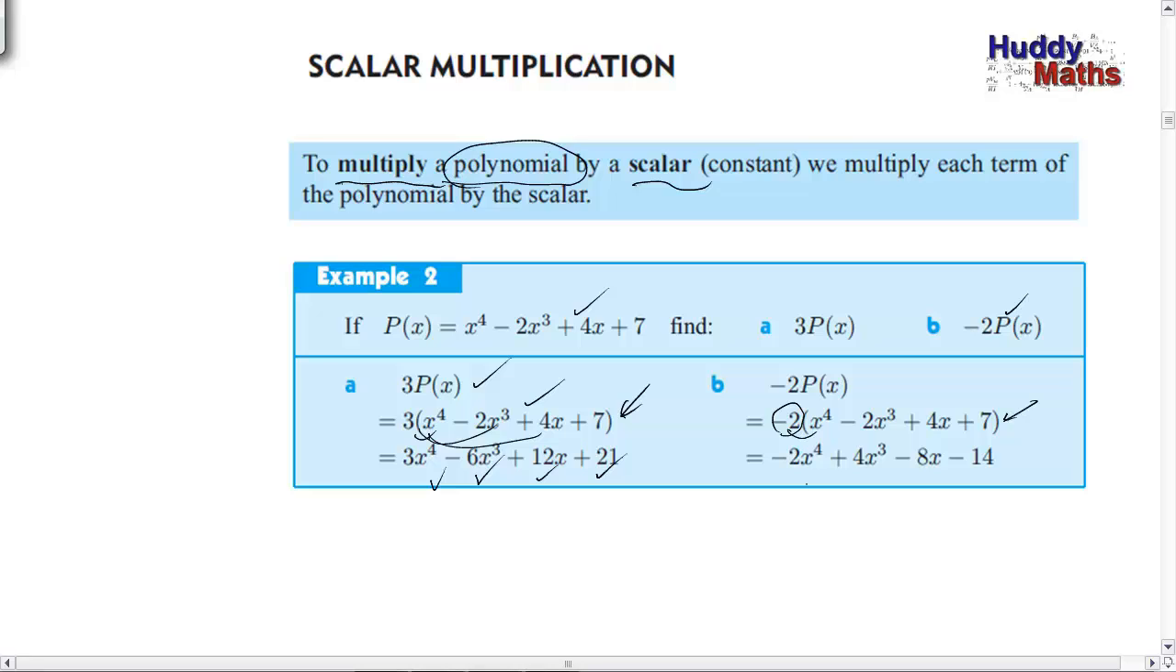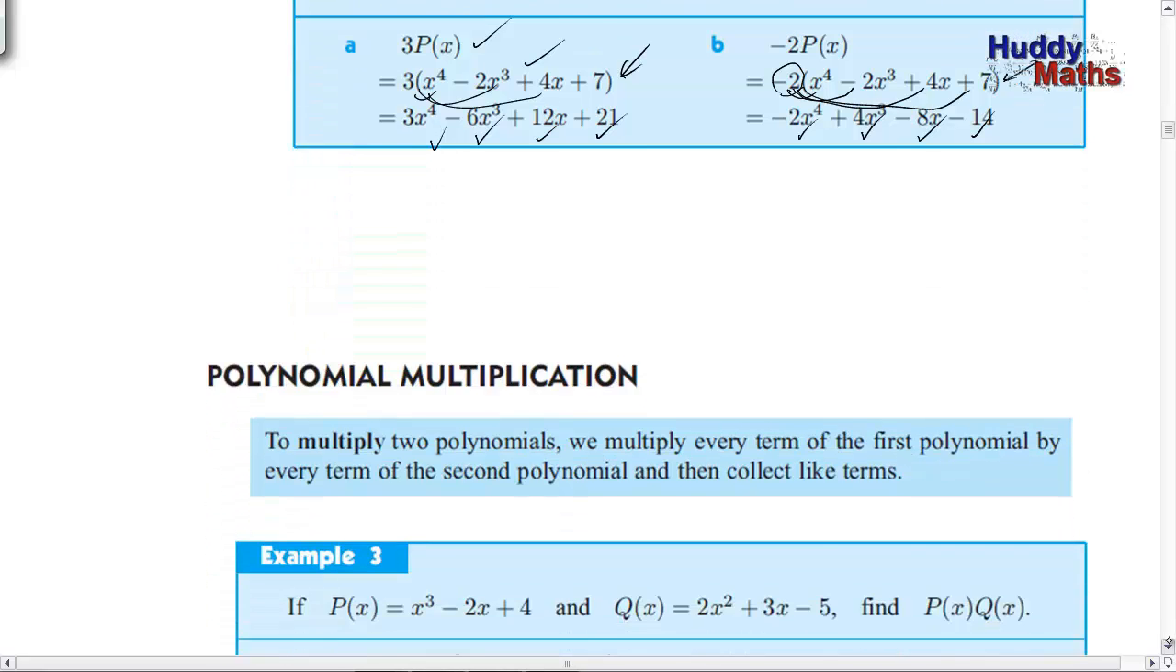Negative 2 by x to the fourth is negative times positive, negative. Negative by negative is plus 4x cubed. Negative by plus 4x, negative 8x. Negative by plus 7, negative 14. So fairly simple ideas from work that we've done before.